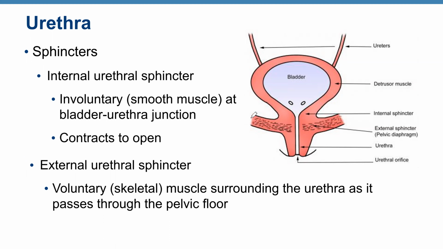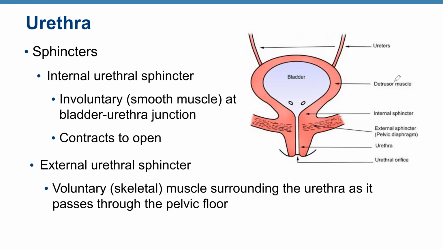The external urethral sphincter is voluntary, or skeletal, muscle surrounding the urethra as it passes through the pelvic floor. So here you have the pelvic floor, those skeletal muscles, and the external urethral sphincter is inside this pelvic floor. Specifically, this part of the pelvic floor is called the pelvic diaphragm. And those are voluntary muscles.